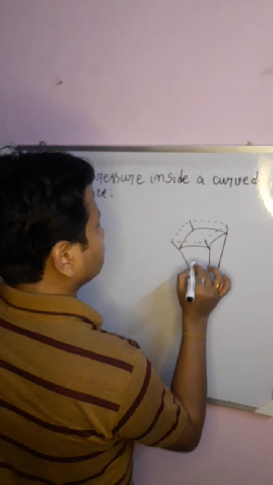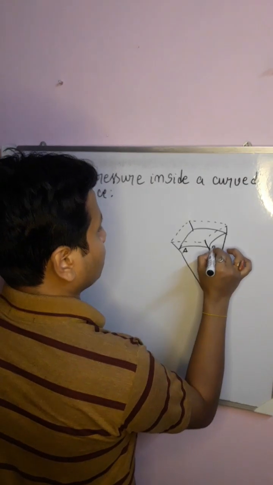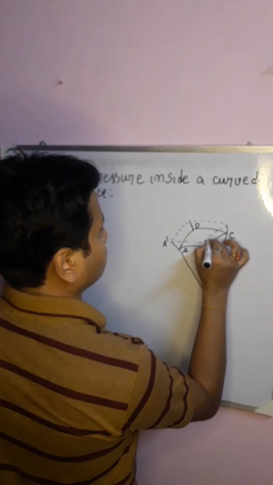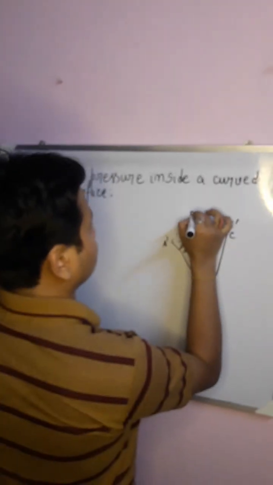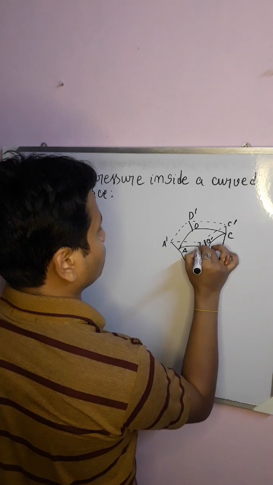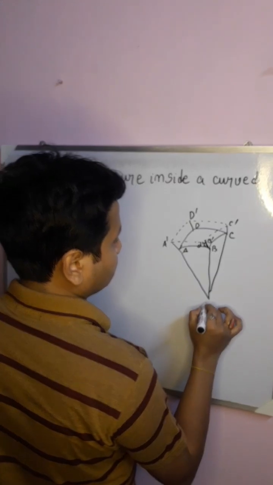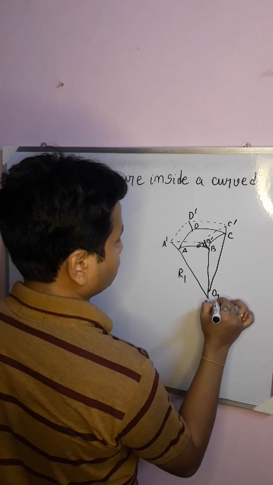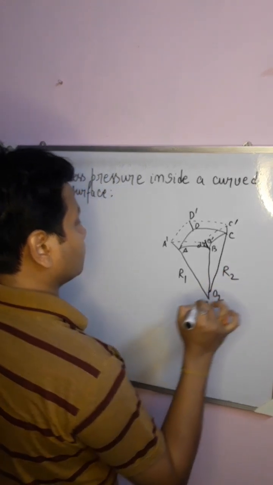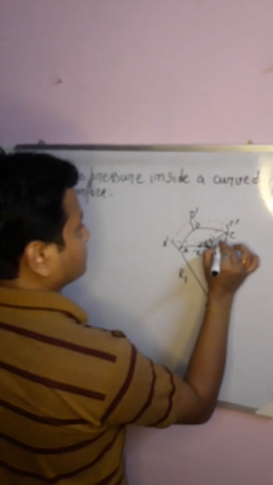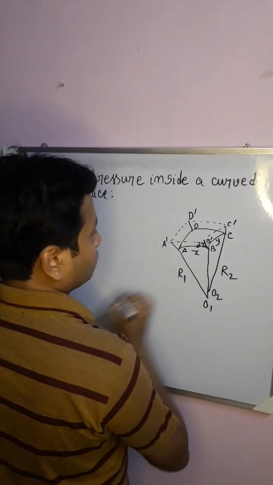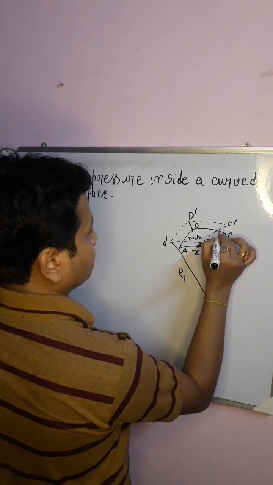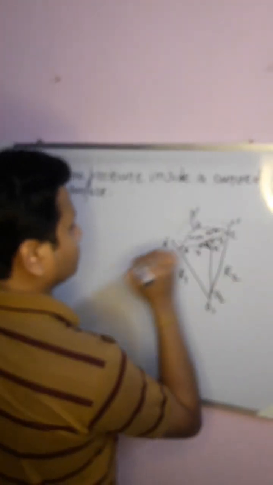So say this is A, B, C, D, and this is say A dash, B dash, C dash, D dash, and this small distance is dz. This is say O1, the radius of curvature R1, and this is obviously O2, this is R2. Say this is X, this is Y. And this is X plus dx, and this is y plus dy.